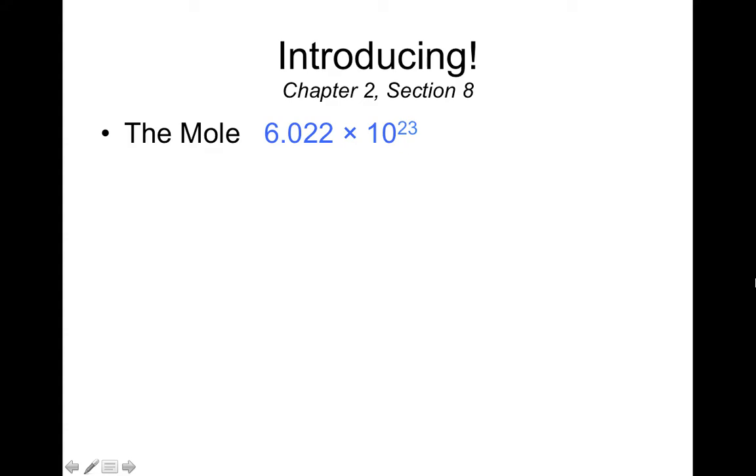So we're about to increase our functionality dramatically in chemistry by introducing the concept of the mole. So what is a mole? A mole is 6.022 times 10 to the 23rd things or objects. The mole itself is just the number, but anytime we're talking about a mole, we're always talking about a mole of things: a mole of particles, a mole of atoms, a mole of ions, a mole of something.